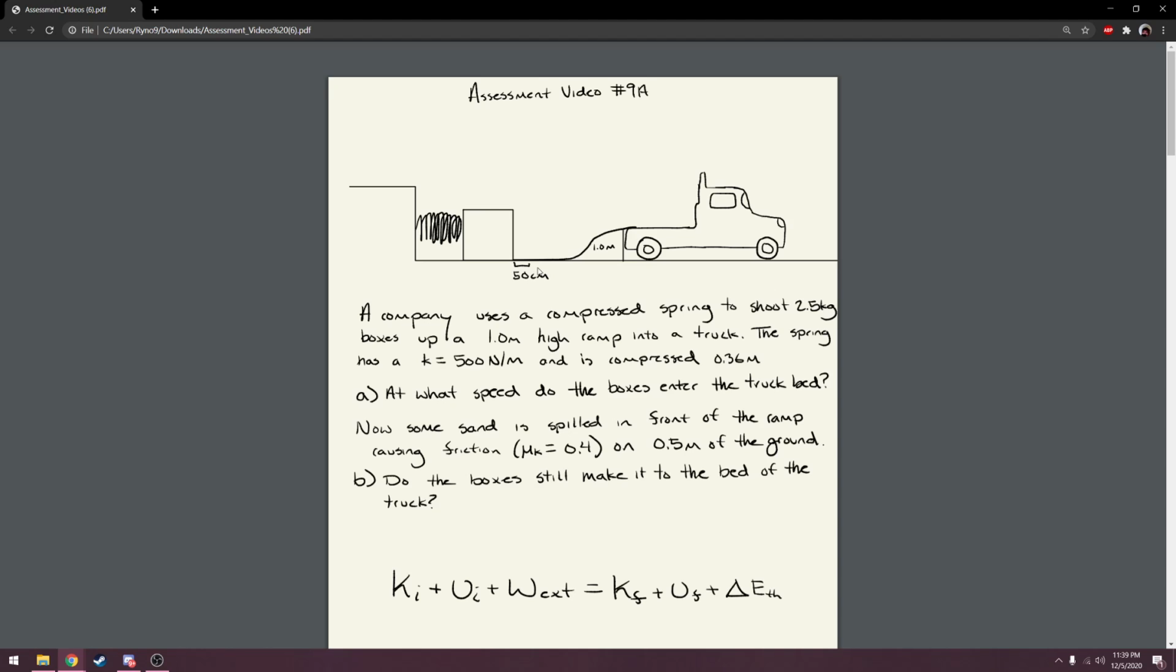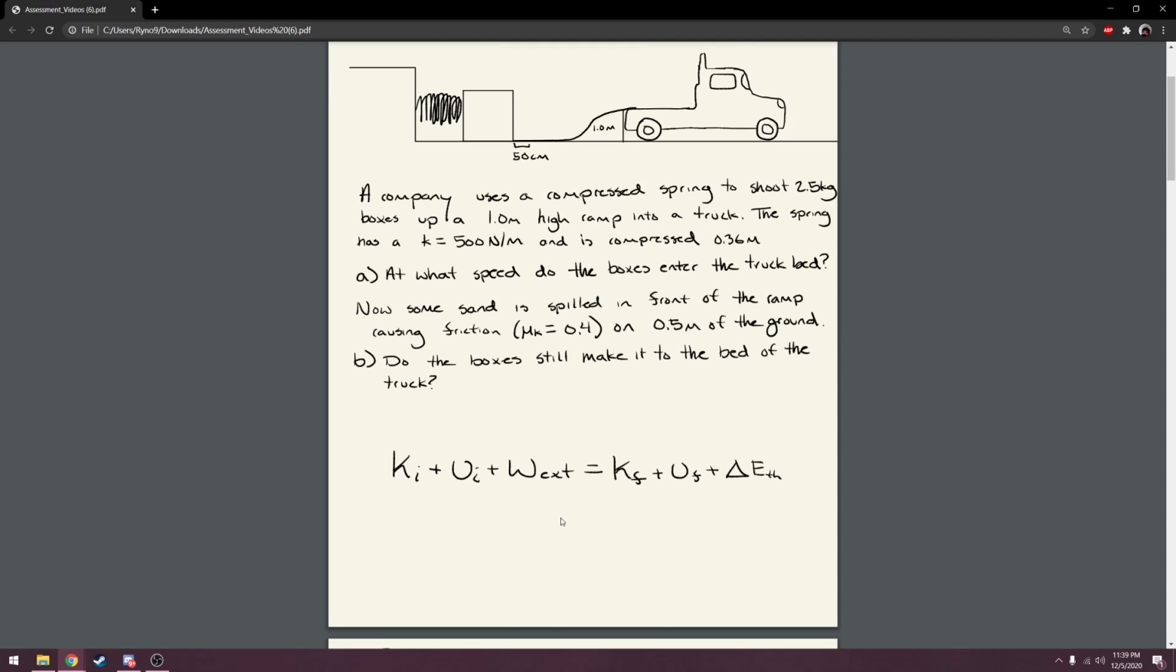So to solve the first part, the problem wants us to use this equation, which is kinetic energy initial plus potential energy initial plus work external is equal to kinetic final plus potential final plus change in thermal. So with that, we start the problem.